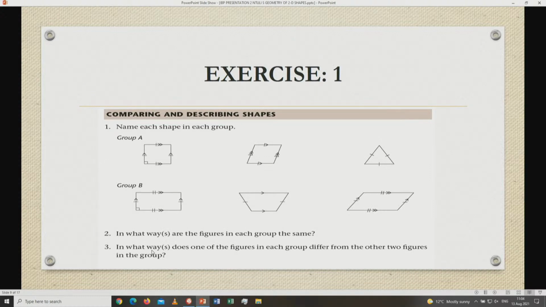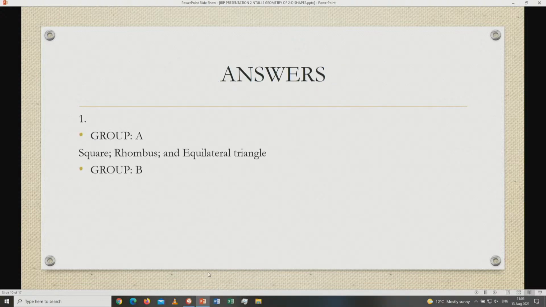Right. Number 2, in what ways are the figures in each group the same? Let us answer that one. Group A, all of the sides in each figure are equal. That's what we said there. All of the sides in each figure are equal. This is what we have discovered, guys.